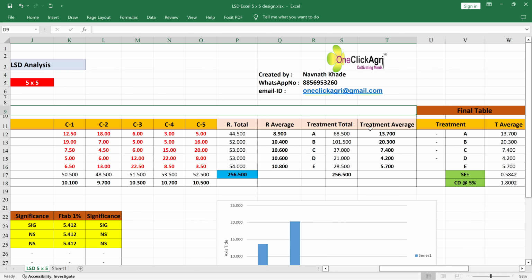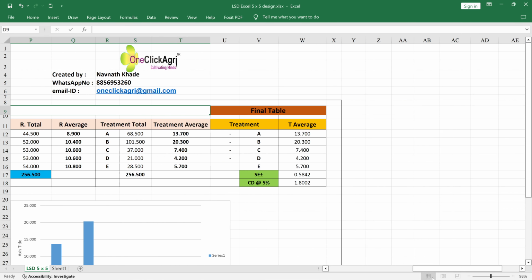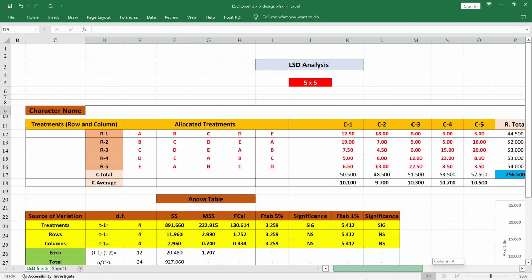Okay, then you need to obtain the treatment average. It's very simple, you just consider the treatment total. You have the treatment total, then you only need to make the average of this. So we have the 5 treatments, and 68.5 divided by 5 is 13.7. So you'll get the average. You can make all the averages of this. Okay. So this is the final table you will get at the end for the thesis.